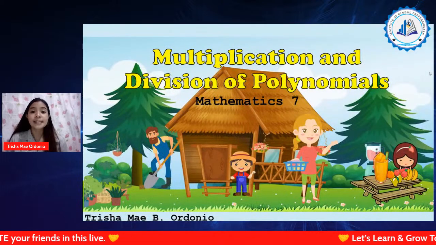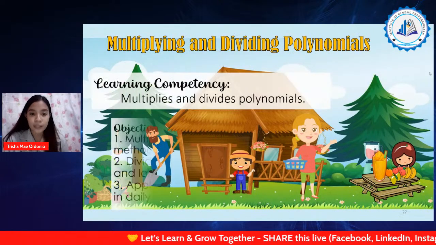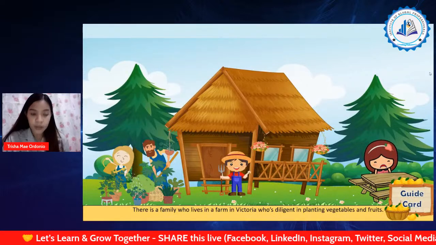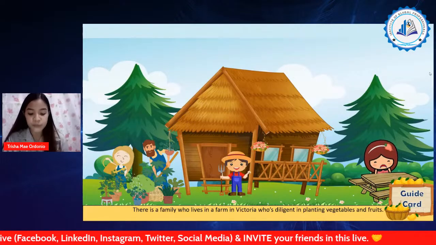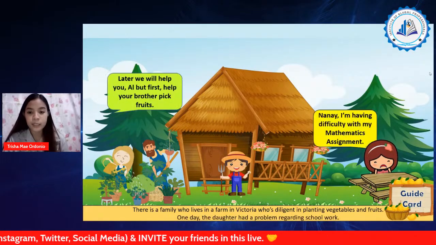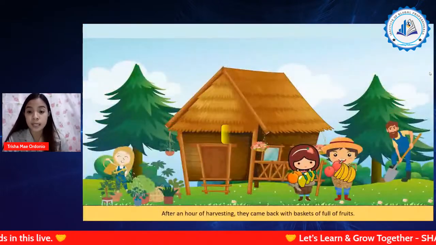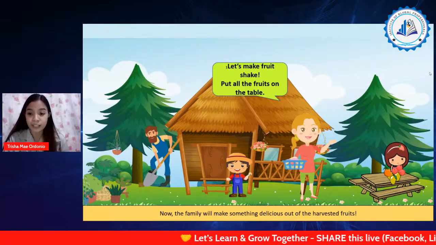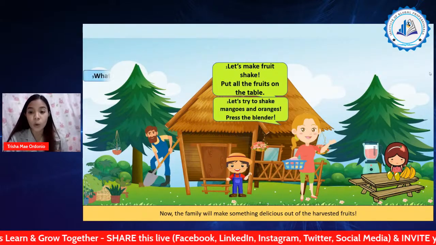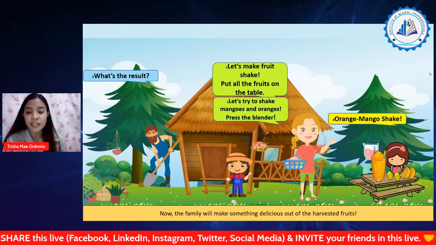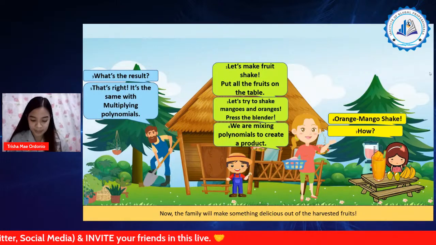Next one is the multiplication and division of polynomials. It is about a family who live in Victoria, a town in the Philippines, and they own a farm that is full of vegetables and fruits. The family creates fruit shakes from fruits and relates the outcomes to multiplying and dividing polynomials. So by combining or separating factors, you can create a product or a quotient. So there she is. She has a fruit shake and relates it to multiplying polynomials.